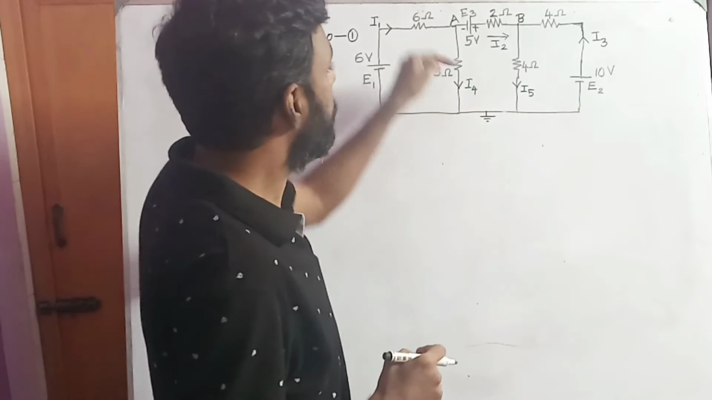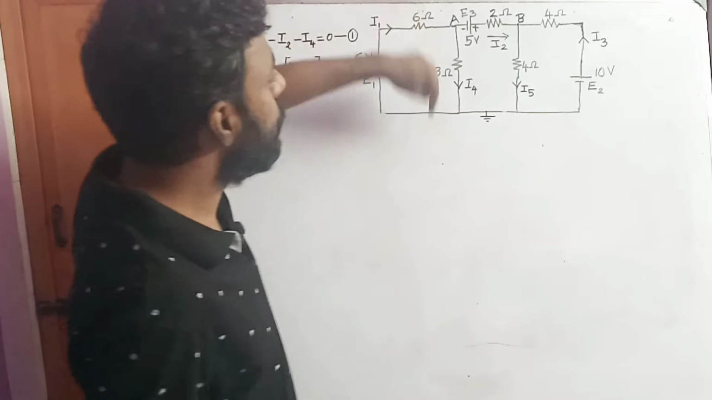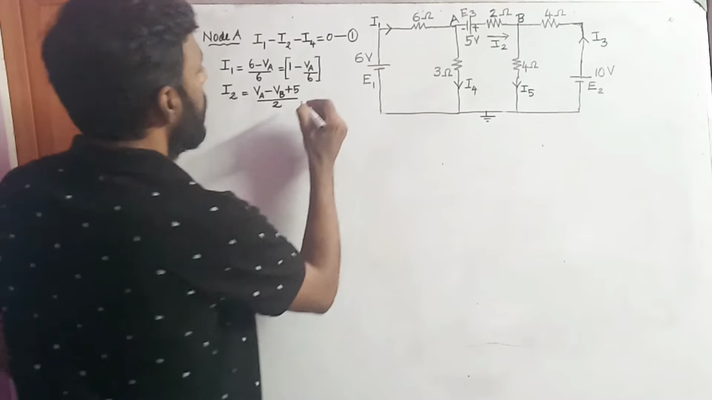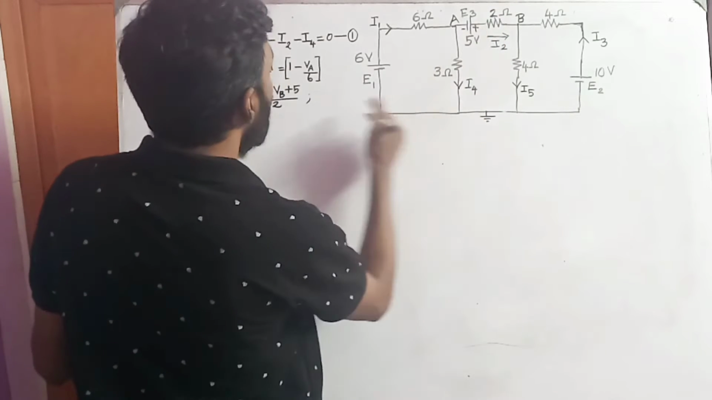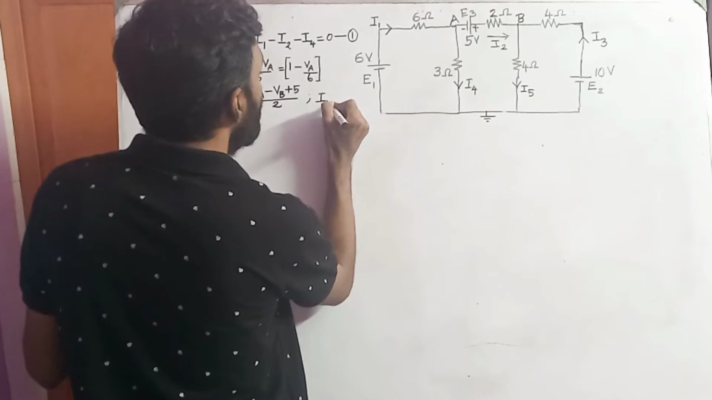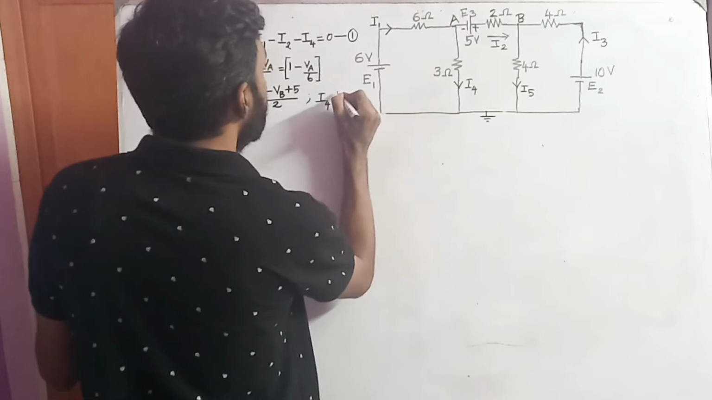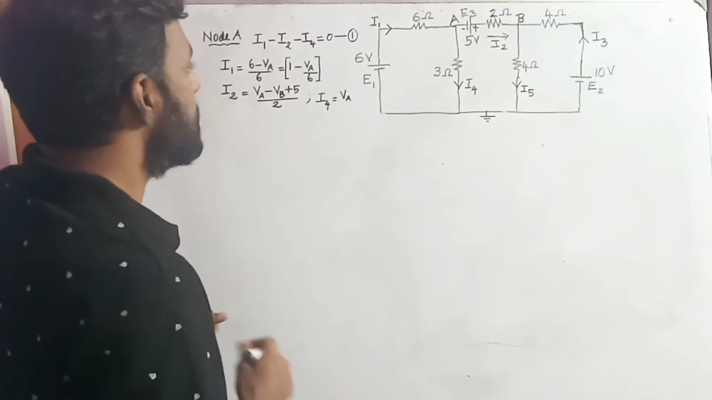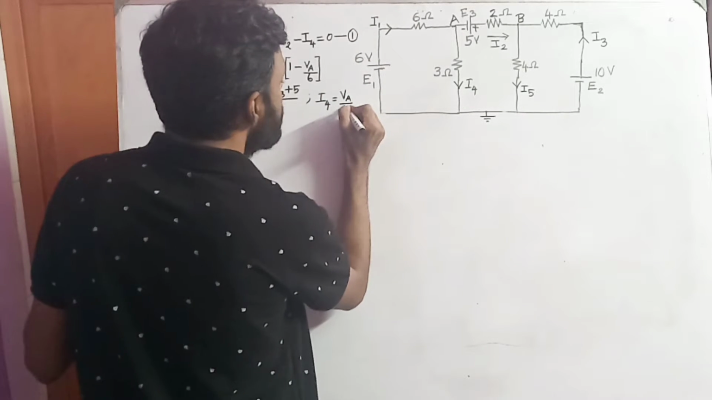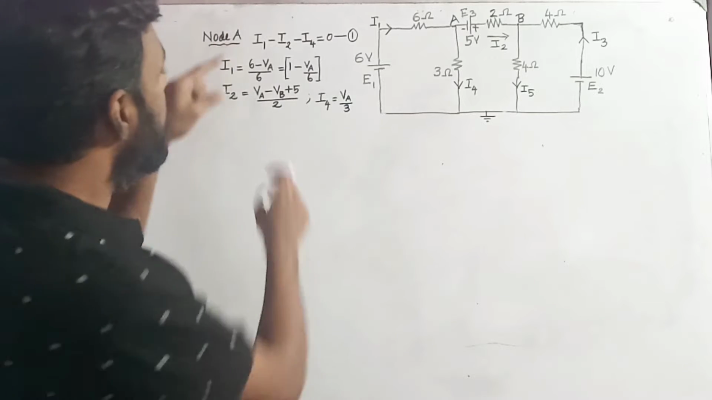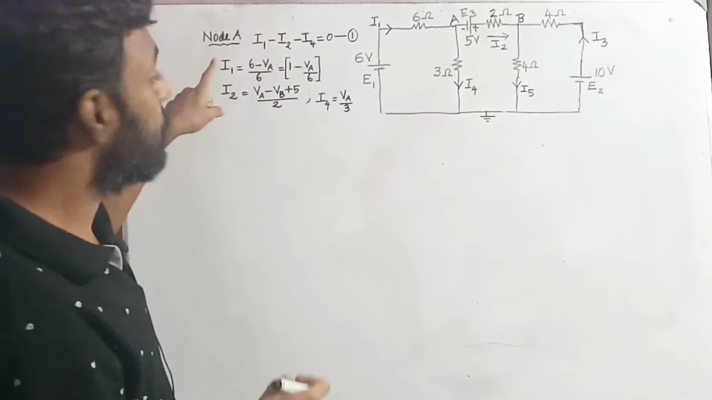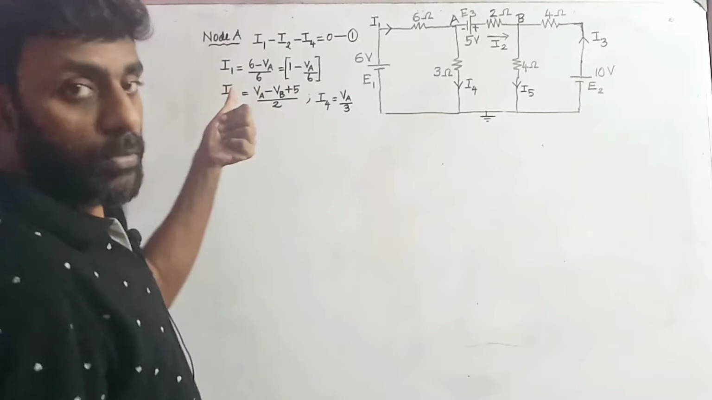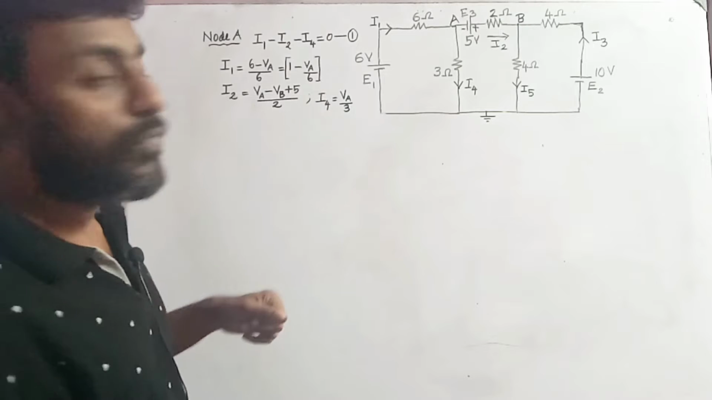Now I'm going to find the value of I4. I4 is VA divided by 3. Therefore, the current I4 value is VA, that is the node voltage at A, divided by the resistor, that is 3 ohms. So I have found the three individual values of the currents I1, I2 and I4.